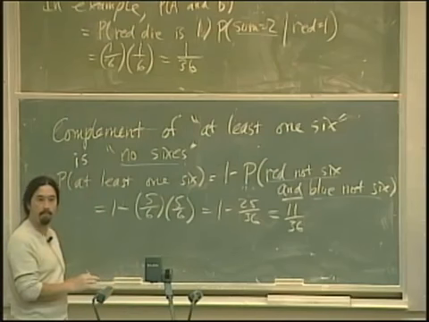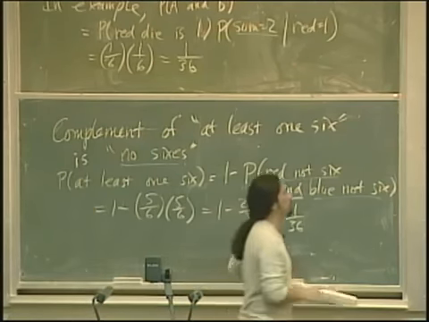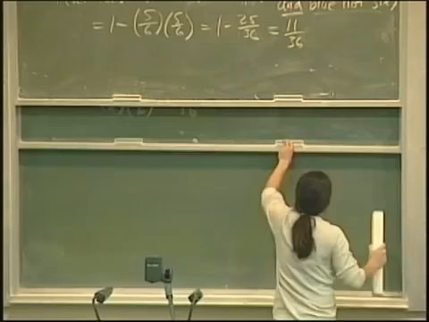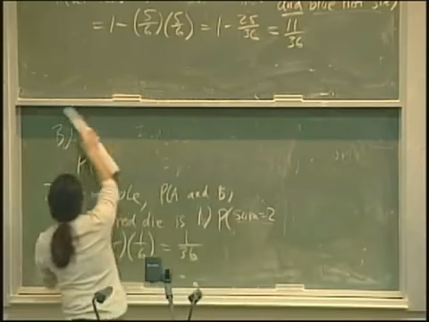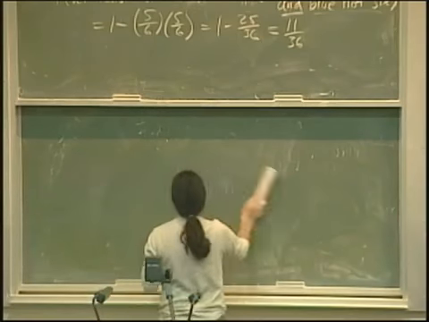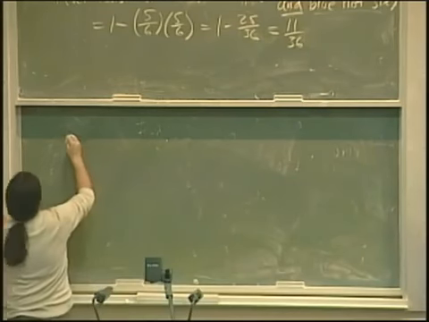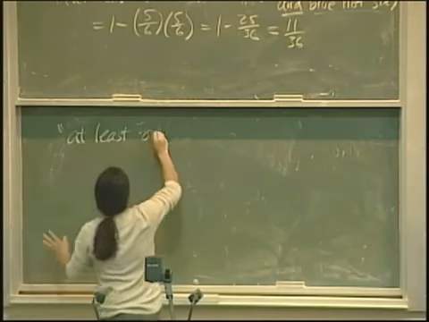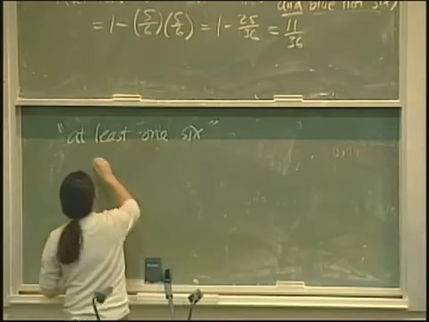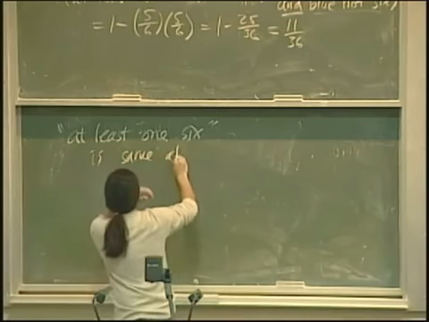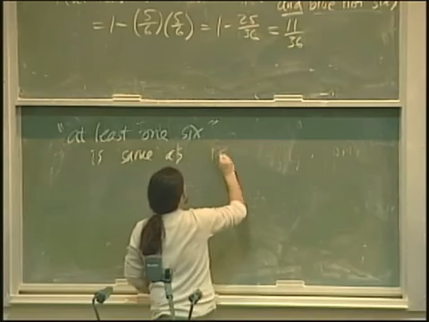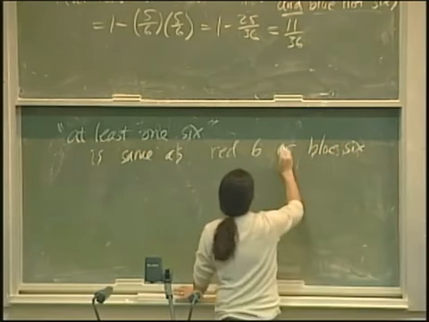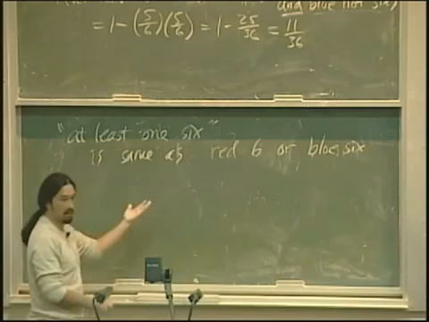Okay, questions on that? Okay, one more last thing I want to do. This will be quick. It is to do the same problem using the addition rule. And this is basically an illustration of why the answer 1/6 plus 1/6 would be incorrect. So using the addition rule, at least one 6 is the same thing as red 6 or blue 6. If either the red one's a 6 or the blue one's a 6, then I got at least one 6.